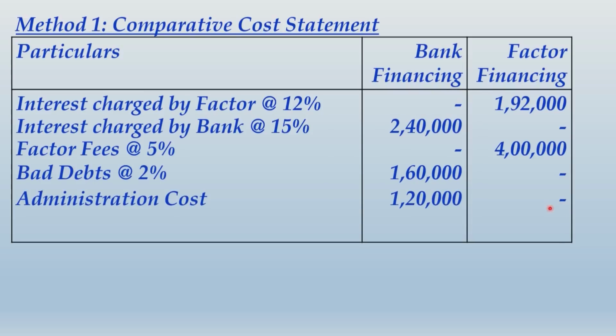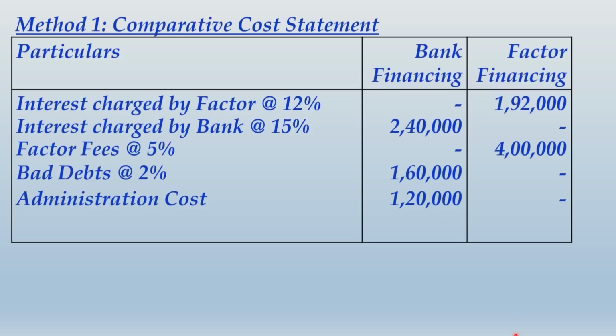Administrative cost. Now within factor financing, this administrative cost won't come, for the simple reason that you are already paying this 5% fees to the factor, correct? And the factor is going to make collections for you. This kind of administrative cost you will not incur in this alternative of factor financing, but you continue to incur that cost when it is bank financing.